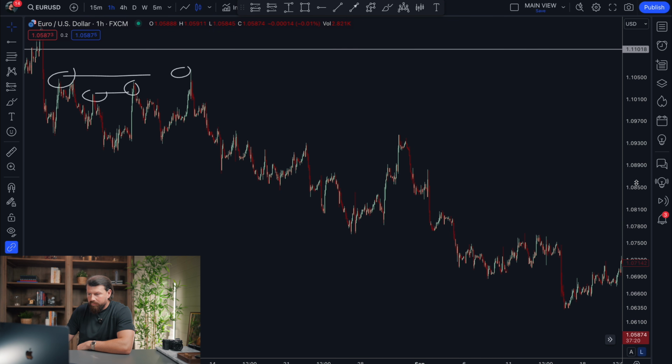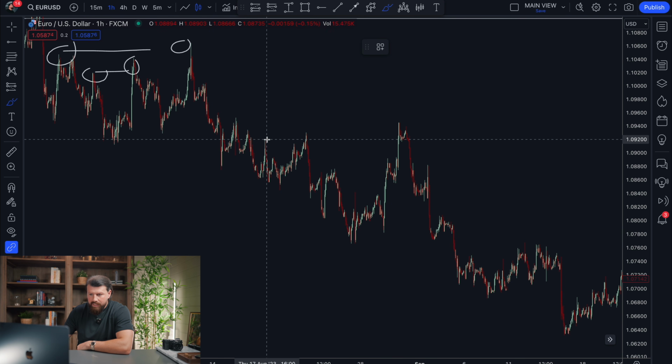Okay, let's move a little bit further. So we go down to this area. Notice how you've got this high. I'm going to zoom in.